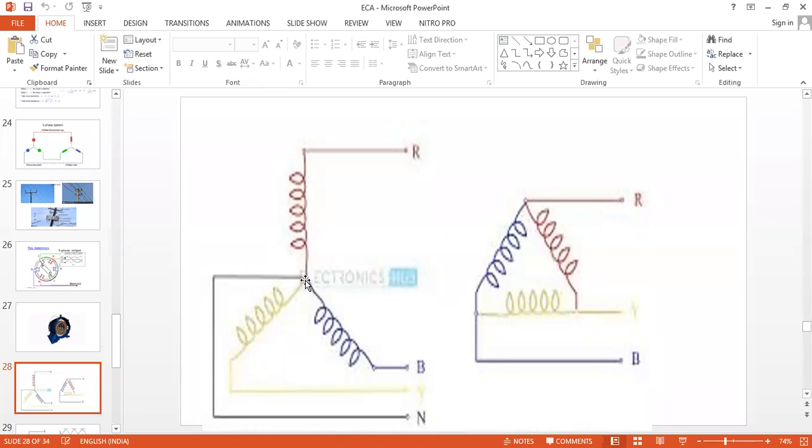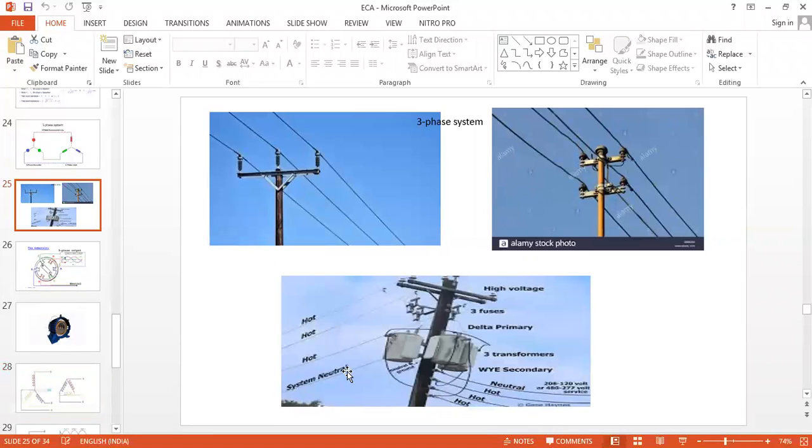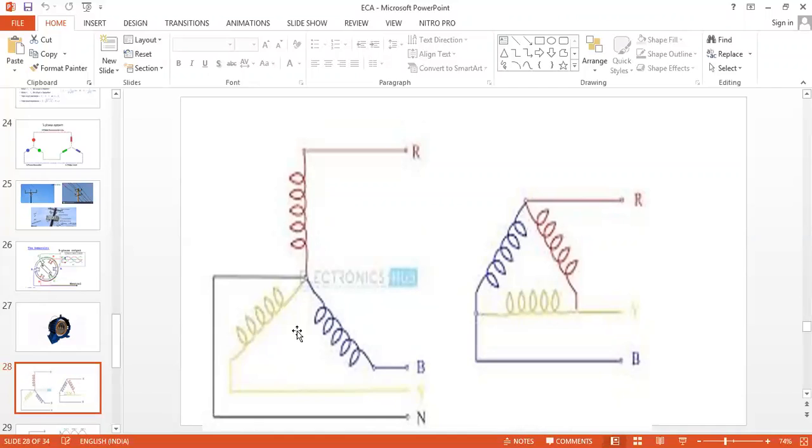Now what is this neutral here? Just now I showed you the pole. If you see the star, this is the first end, let us say this is 1, and the second end. If this is R, it will be R dash. If this is Y, it will be Y dash. Let us say this is B, this will be B dash. All the secondary ends are connected to one common point in a star connection. If you see the pole also, all the secondary ends are connected to the pole. It is called a 100% star connection. So this is the simple diagram of the star.